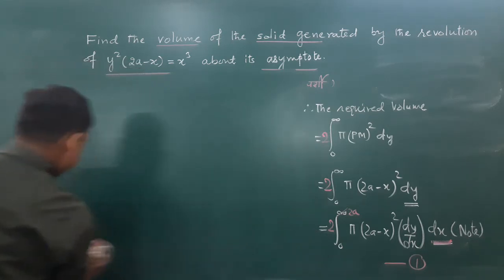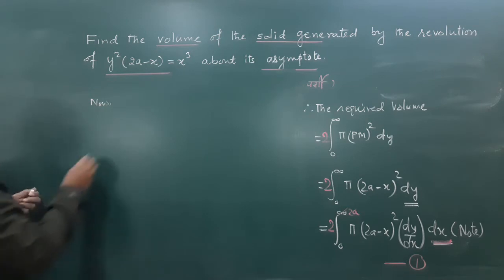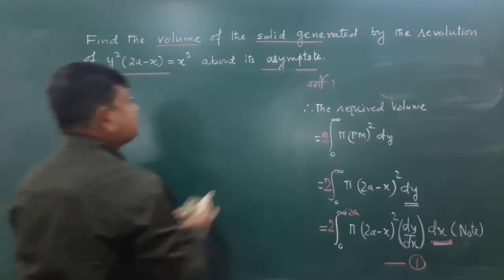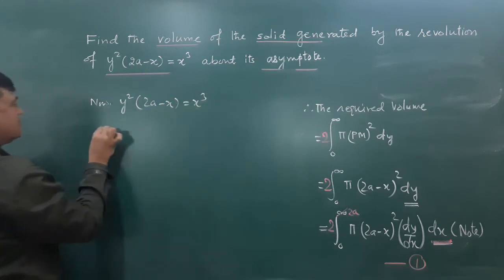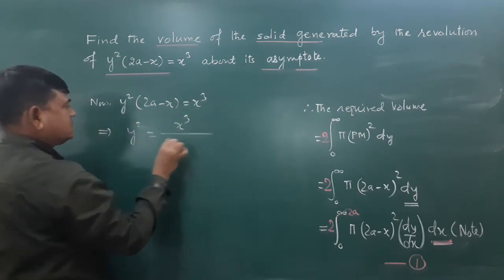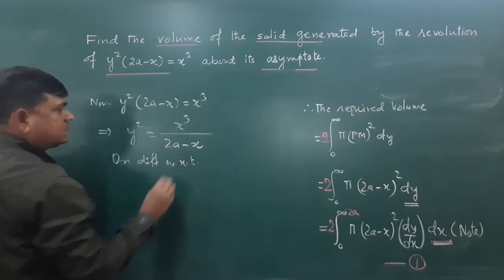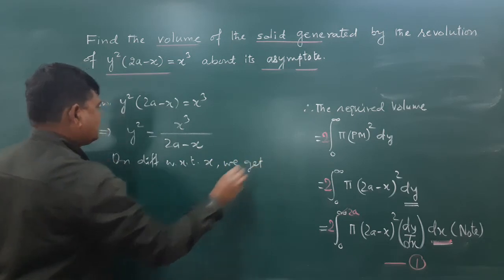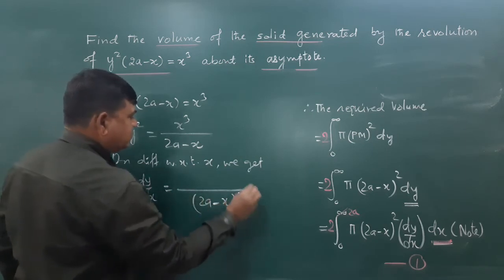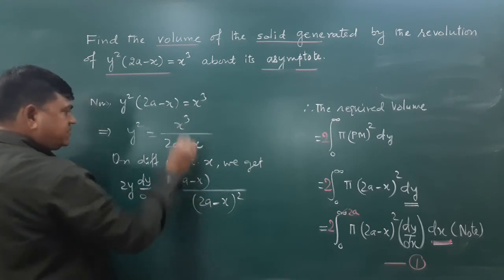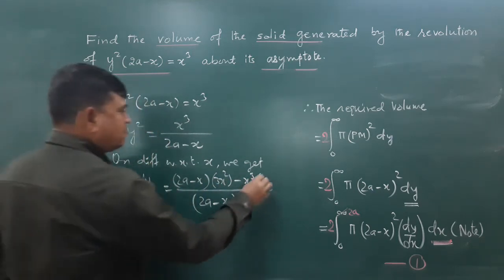Just calculate it. Now y square equals x cubed upon 2a minus x, differentiating with respect to x. 2y dy by dx equals 2a minus x whole square, denominator square into differentiation of numerator, that is 3x square, minus x cubed times differentiation of this, that is minus 1.